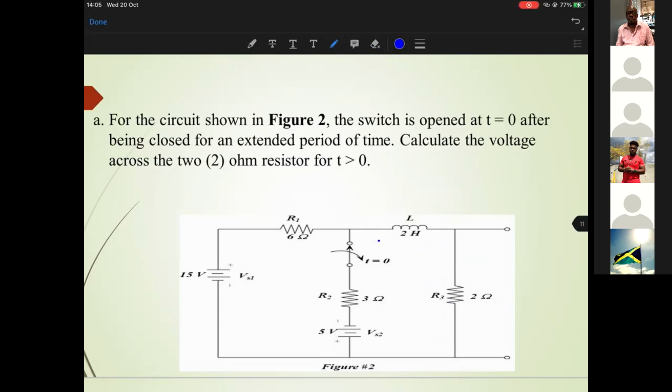Sir, I would try the mesh analysis. Okay, so if we do mesh analysis, that's mesh 1, that's mesh 2. Remember, since it was closed for an extended period at 0 minus, we are trying to find the first steady state. Yes, sir. All right, and that would represent what? What would that represent? So that would represent the initial current flowing through the inductor. Remember we went through the process saying that we're dealing with forced response. So what would that represent?